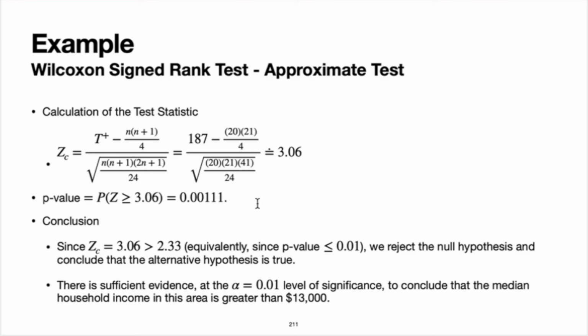And again, we can calculate the p-value. Because this is a right-tailed test, the p-value is just the probability that the standard normal random variable is greater than or equal to 3.06.